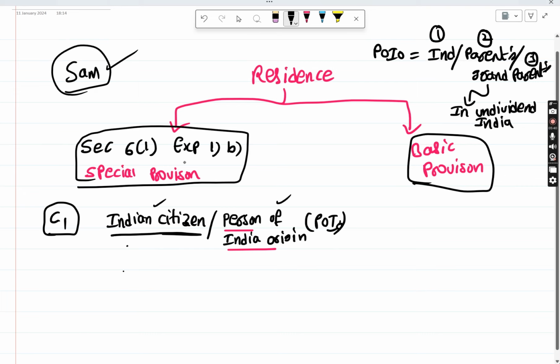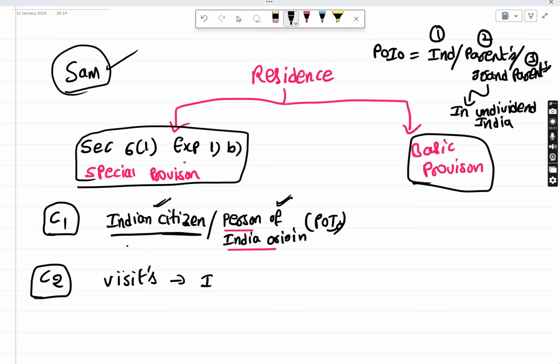So whatever we are talking about, an assessee must be either an Indian citizen or a person of Indian origin. Next, condition 2: he is visiting India. Who is visiting India? The Indian citizen or person of Indian origin. He visits India in the previous year.